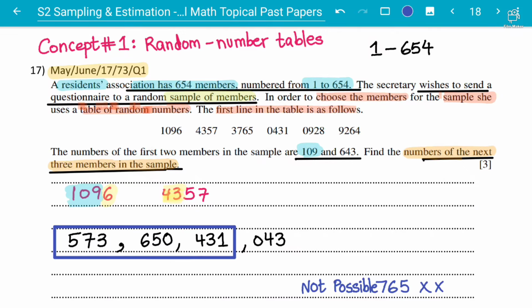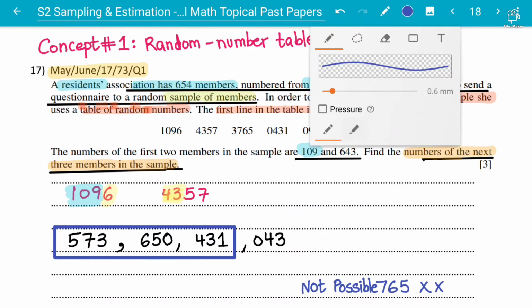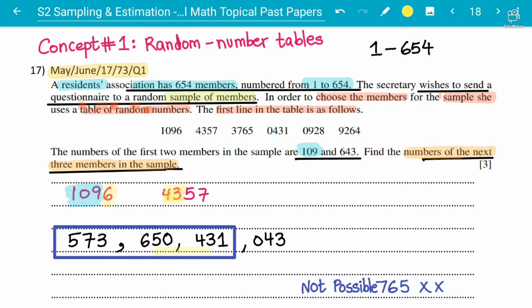Hope everyone gets this. This is one of the easy, simple questions on this chapter, sampling and estimation, from May June 2017, which we have done, and I hope the students got this very clearly. I'll repeat my point: you have to be very careful that your number is between 1 and 654. Any number outside this will be rejected, and you will not be awarded the marks.